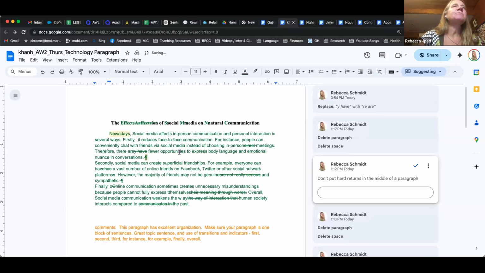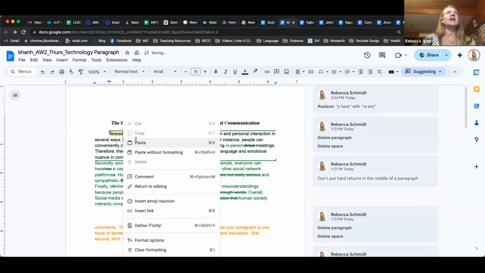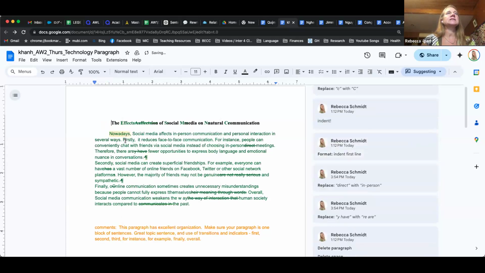This paragraph has a lot of good points. We want to start with a topic sentence. And this paragraph uses a lot of transitions. Firstly, and then for instance. Secondly, for example. See, look, they're using different words. So there's variation.